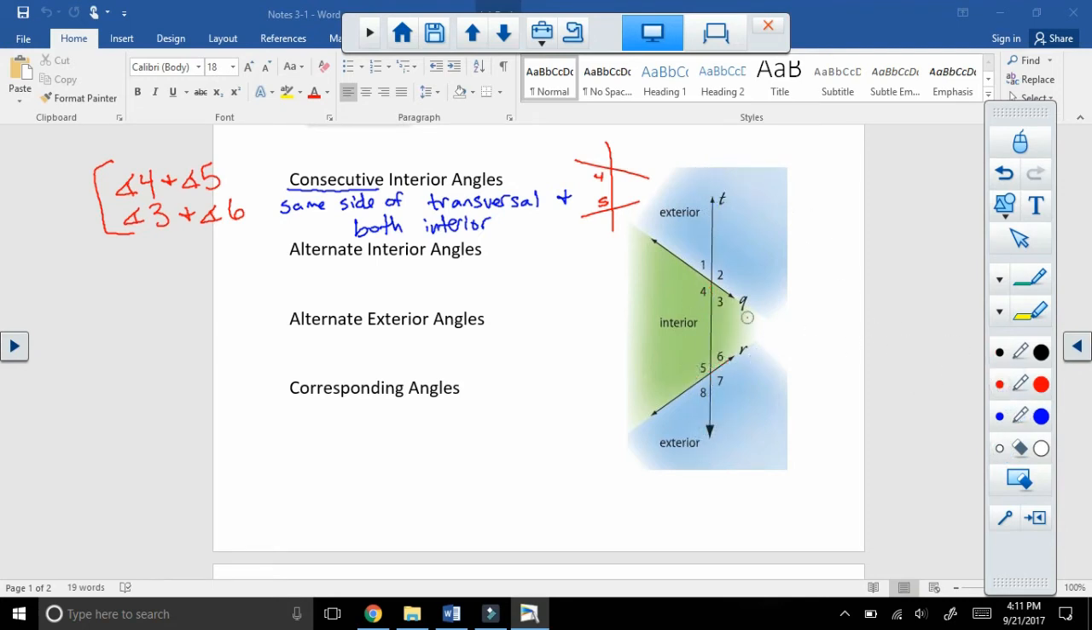So for the next one, for alternate interior angles, again, interior will be some of these green ones here. To alternate means to be like on every other side. So these are on different sides of the transversal. And they're both on the interior.